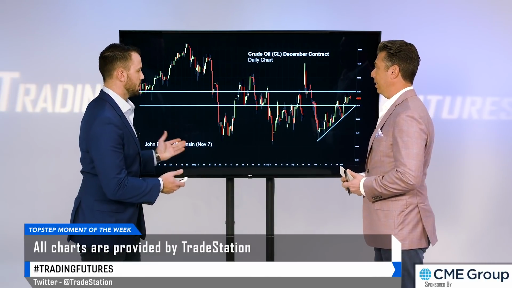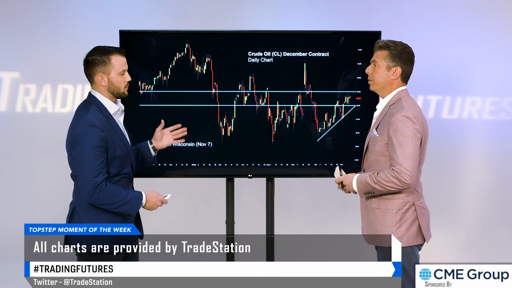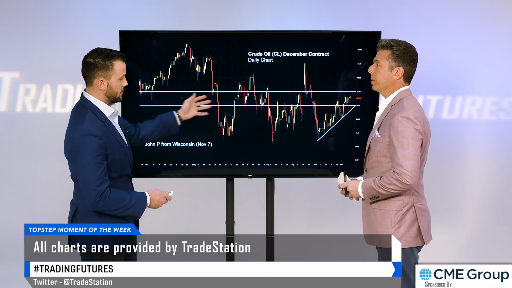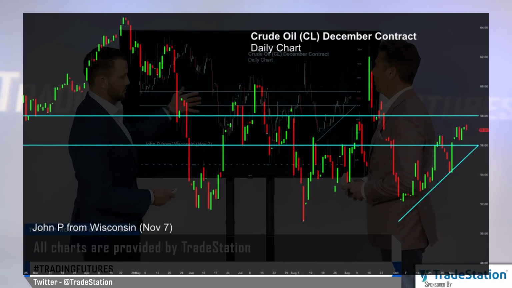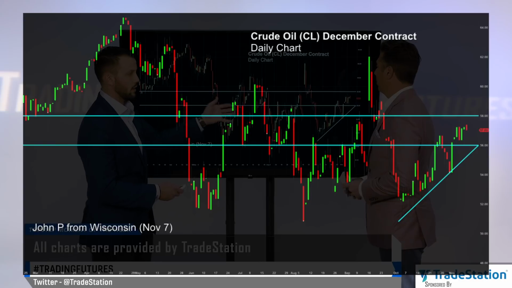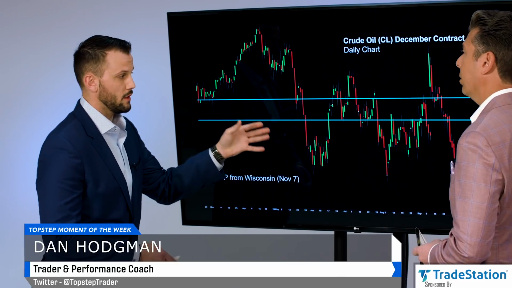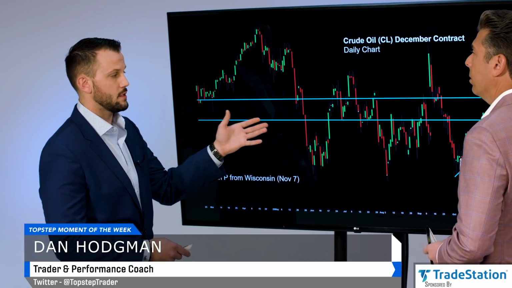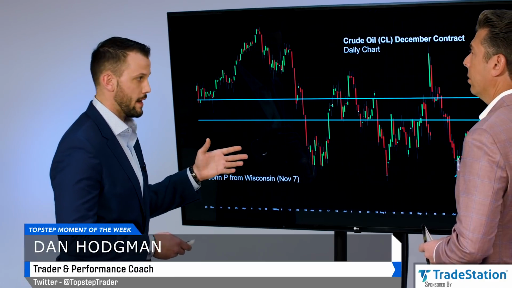John here from Wisconsin took advantage of a channel that crude oil had been trading in. It goes all the way back to June, as a matter of fact. As you can see here, we've got a couple of trend lines showing a channel that this market traded in and created quite a bit of consolidation over quite a few different months. Led to some really great opportunities. And so John decided to utilize this channel looking for a trade.